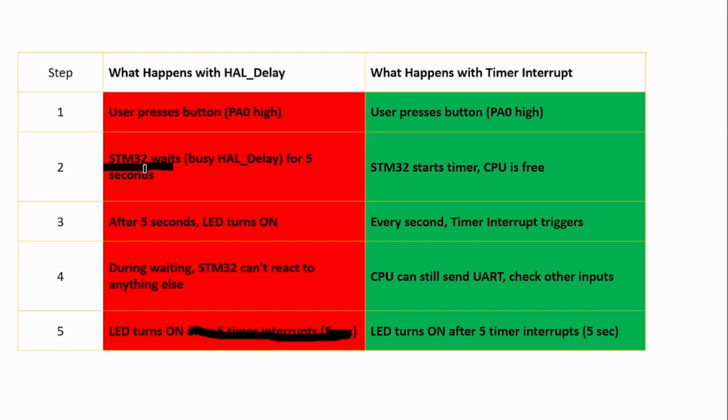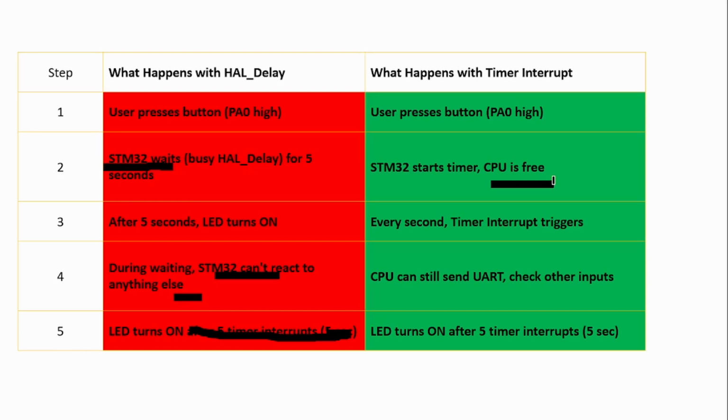And after 5 seconds the LED will turn on. So during waiting, the STM32 can't react to anything else with HAL delay. But with a timer with interrupt, the STM32 can start the timer, and the CPU is free, because once the timer starts, in the background it will continuously observe. After 1 second it will generate the interrupt. In the interrupt subroutine we will take a particular action, and everything will be in the background.